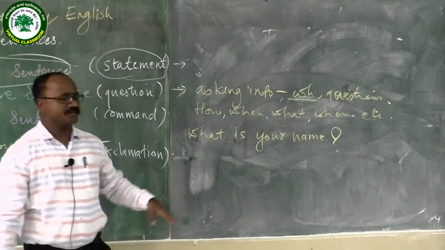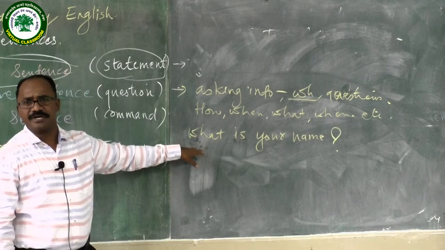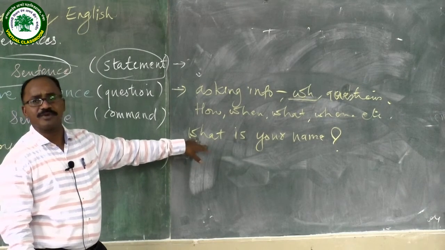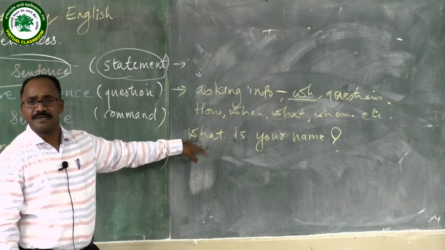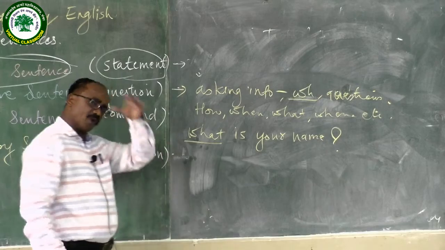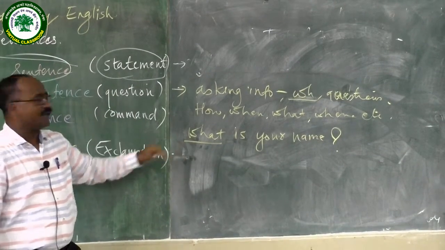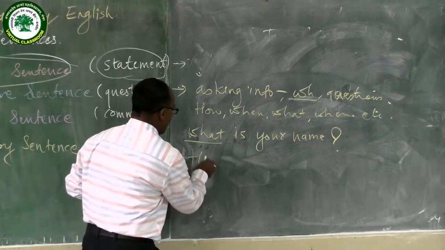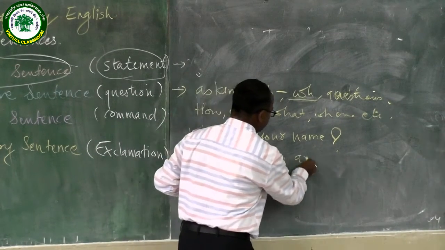Now this sentence is a kind of interrogative statement or interrogative sentence, because why? Because the information is being asked by the speaker to the listener. He is asking something, that what is your name? So this question starts with WH, that is, what is your name. Another is, how old are you.